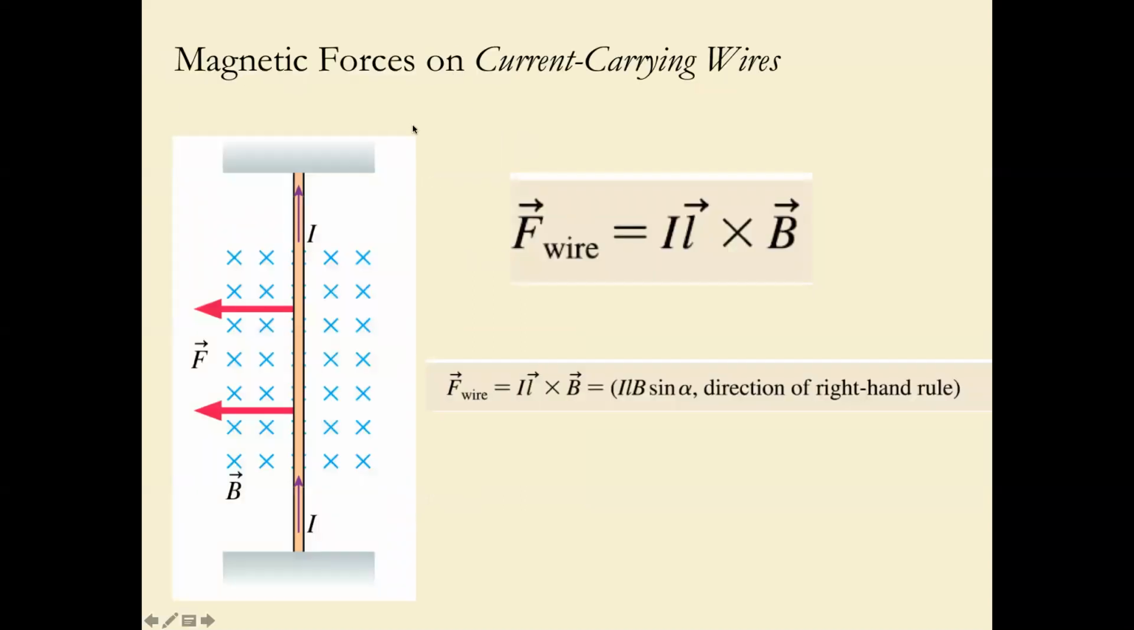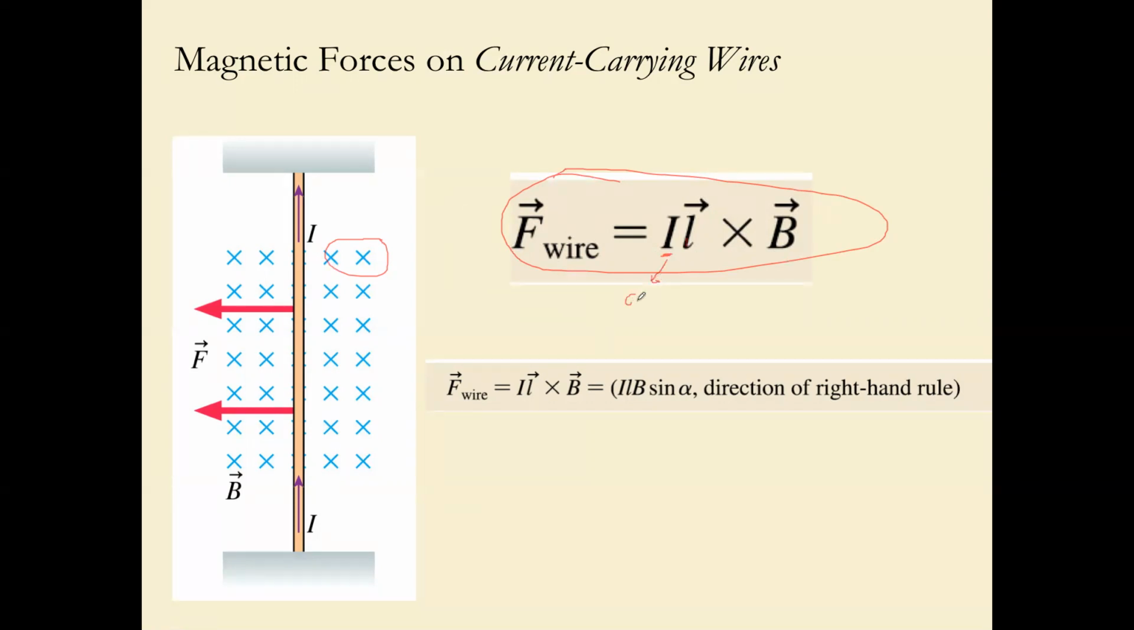And here we see that if you put a current carrying wire in the vicinity of a magnetic field, this magnetic field will apply a force in this current carrying wire. And this is the equation for this force. It is current times L, the length of the current carrying wire, times magnetic field.